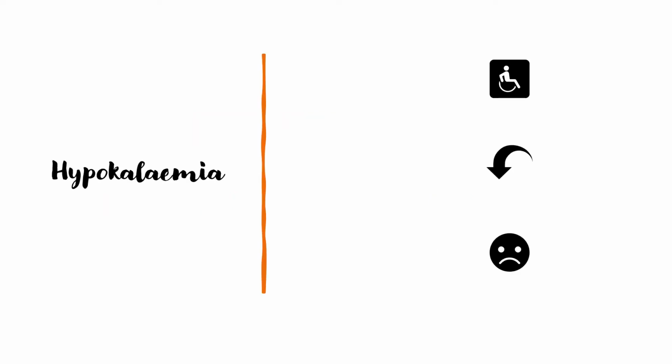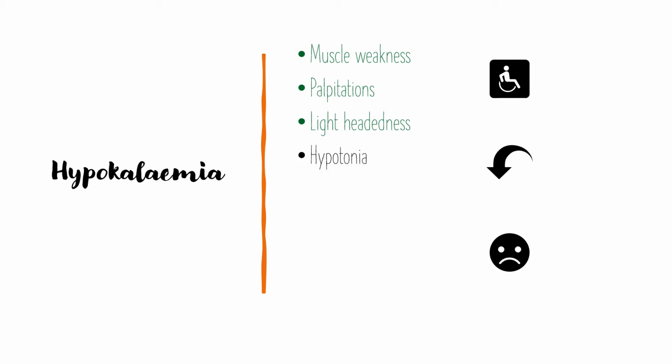So again, for hypokalemia, we have this triad of symptoms: the muscle weakness, the palpitations, and the lightheadedness. But we also have these different symptoms, such as hypotonia, which is poor muscle tone, decreased reflexes, cramps, tetany, and constipation. So let's think back to the action potential in order to understand how these symptoms come about.